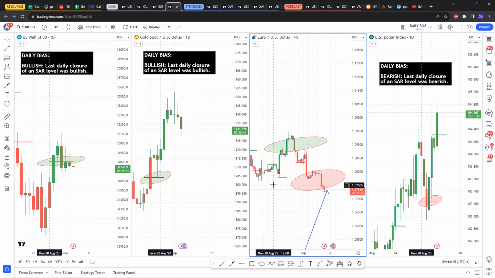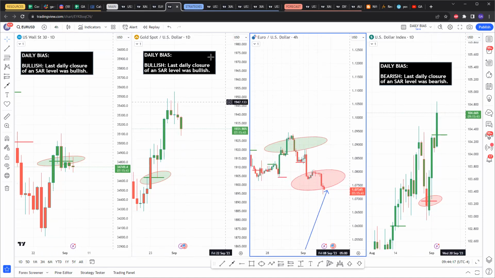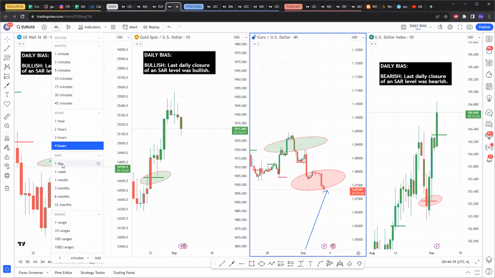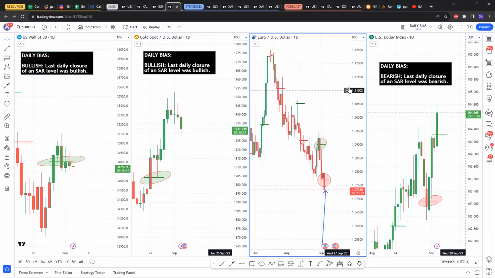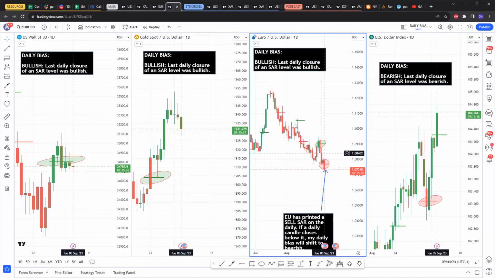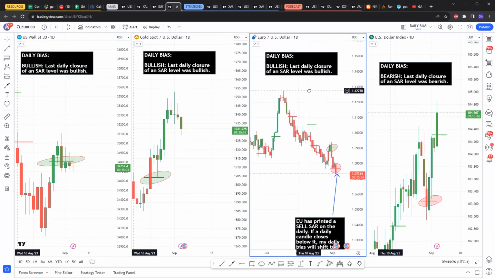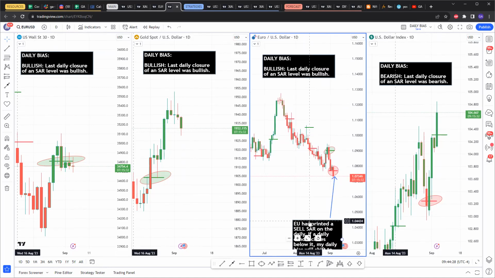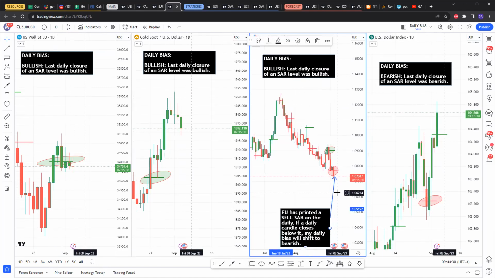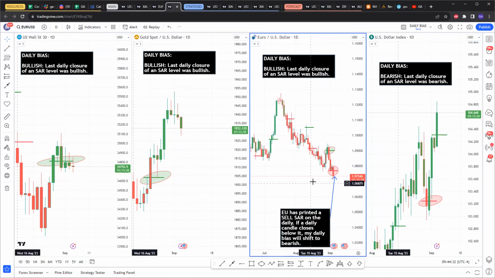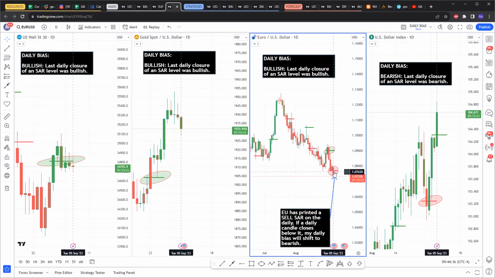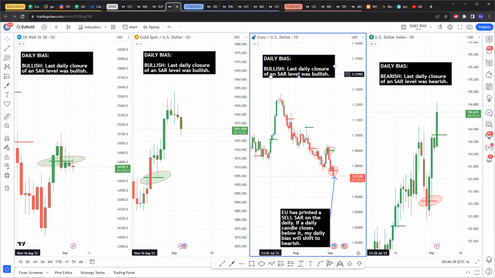So in this 4 hour, you could have used this one to ride price further down. But for me, I just use the daily by itself. Unless I'm super positive and have other confluences to show me that an instrument is either going to go up or down. Right now, I'm still not convinced EU is going to keep going down. But if this daily closes below here tomorrow, you guys will see that my daily bias will be bearish.